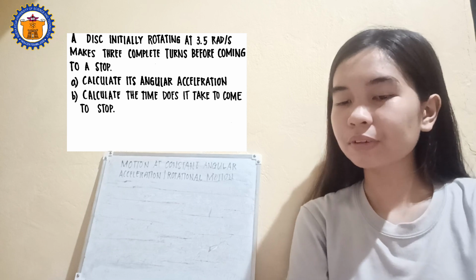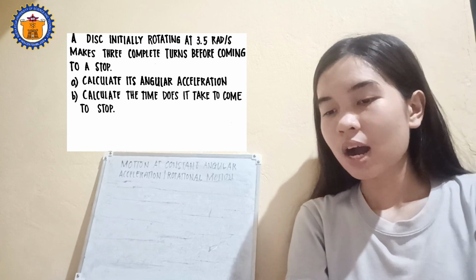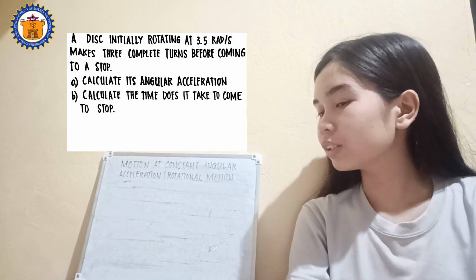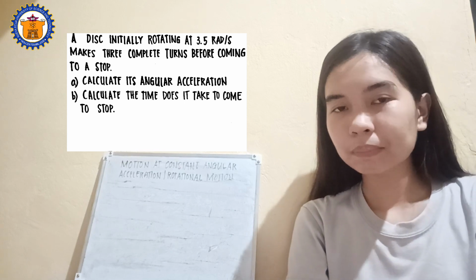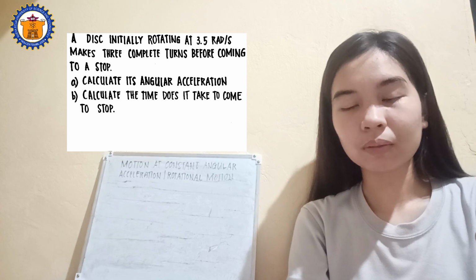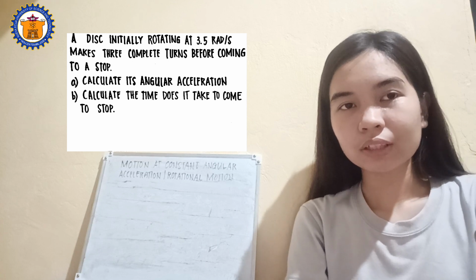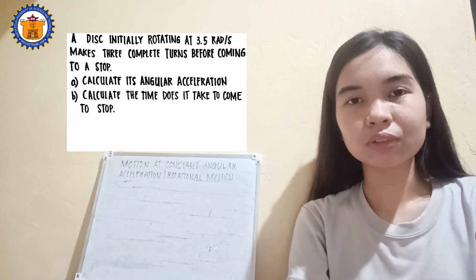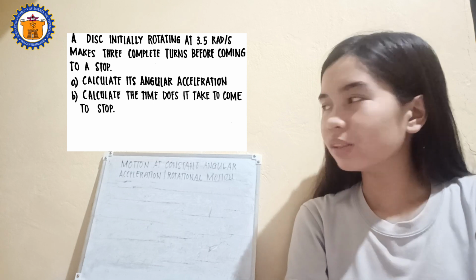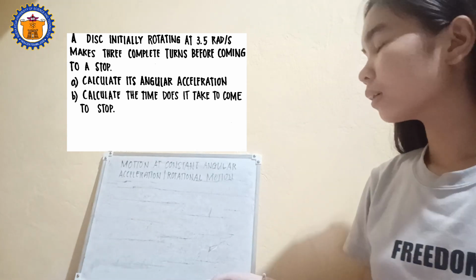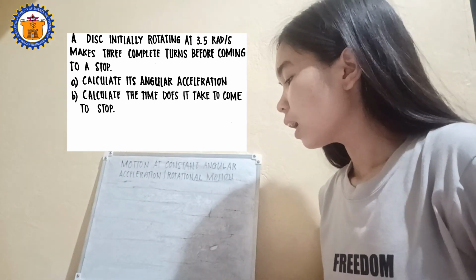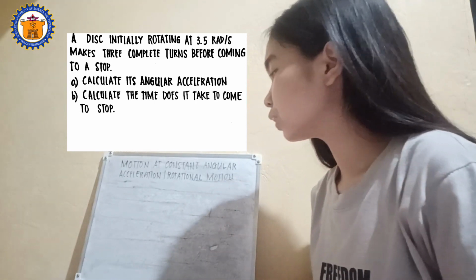Today I'm going to discuss our next topic in physics for engineers, which is all about motion at constant angular acceleration, or rotational motion. So I have here an example. A wheel initially rotating at 3.5 radians per second makes 3 complete turns before coming to a stop. A is to calculate its angular acceleration, and B is to calculate the time it takes to come to a stop.